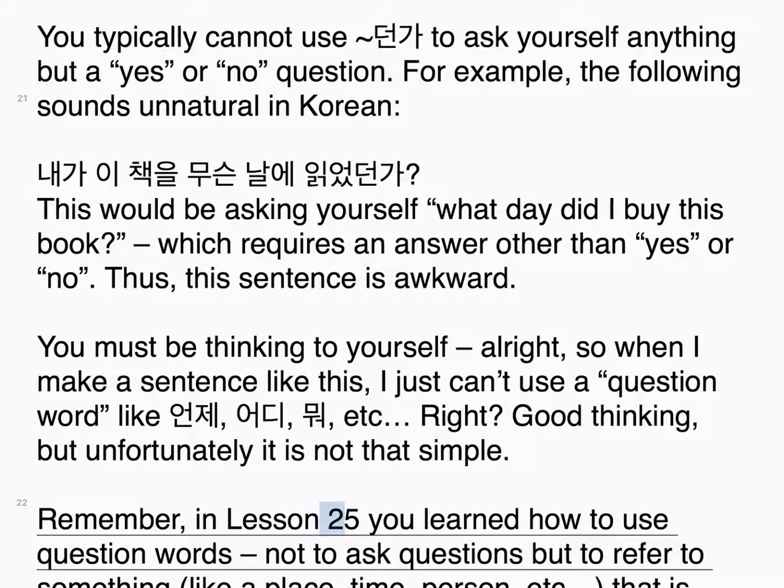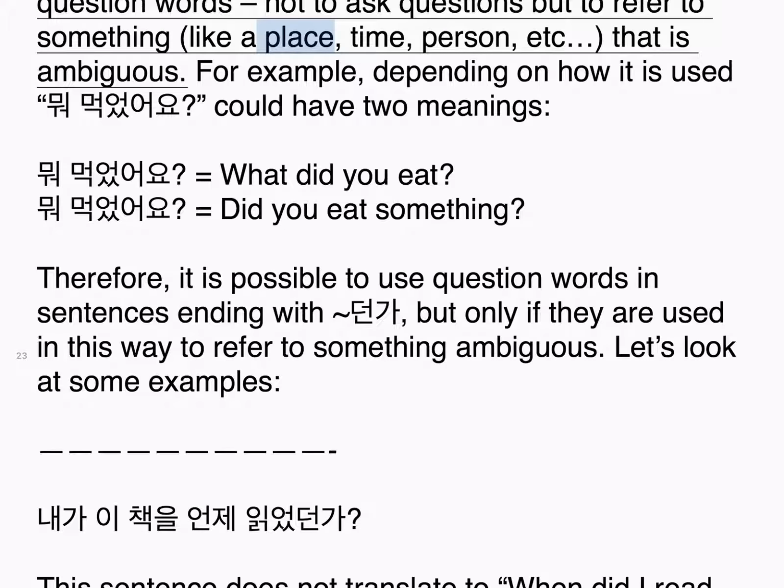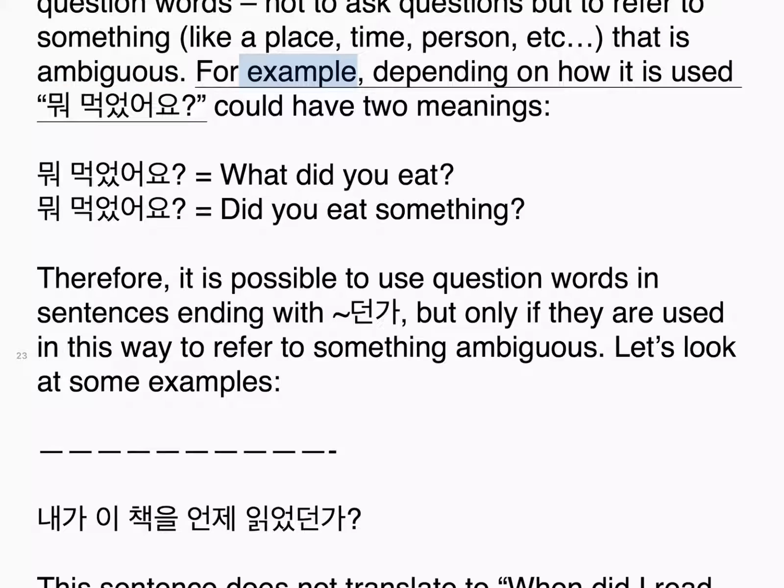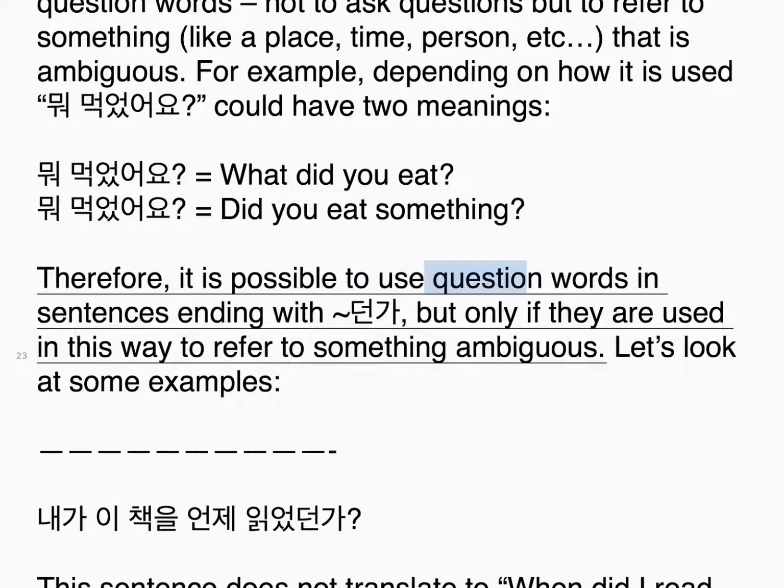Remember, in lesson 25 you learned how to use question words, not to ask questions but to refer to something, like a place, time, person, etc., that is ambiguous. For example, depending on how it is used, 뭐 먹었어요? could have two meanings. 뭐 먹었어요? What did you eat? 뭐 먹었어요? Did you eat something? Therefore, it is possible to use question words in sentences ending with 던가, but only if they are used in this way to refer to something ambiguous.